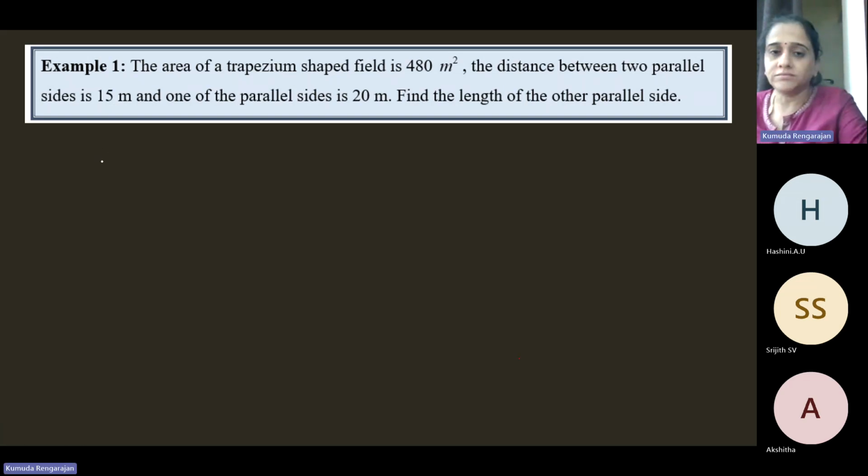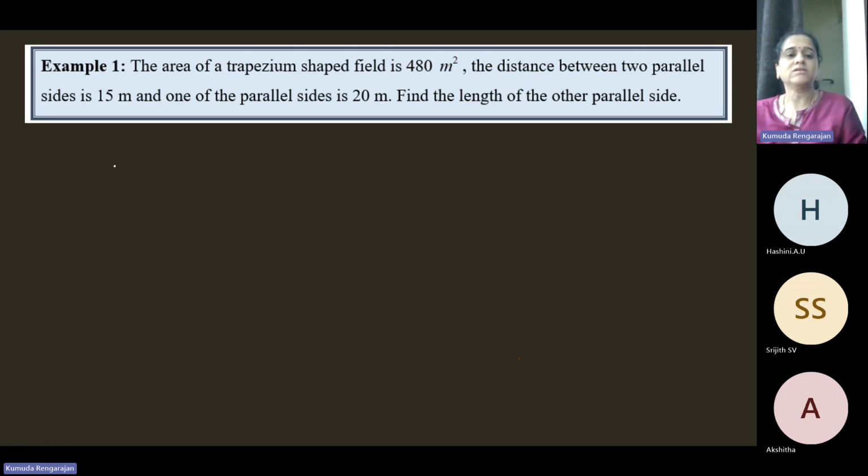Okay, so in the last session, we learned the formula to find the area of a quadrilateral, parallelogram, rhombus, and trapezium. So what's the formula to find the area of a trapezium? Half into A plus B into H.